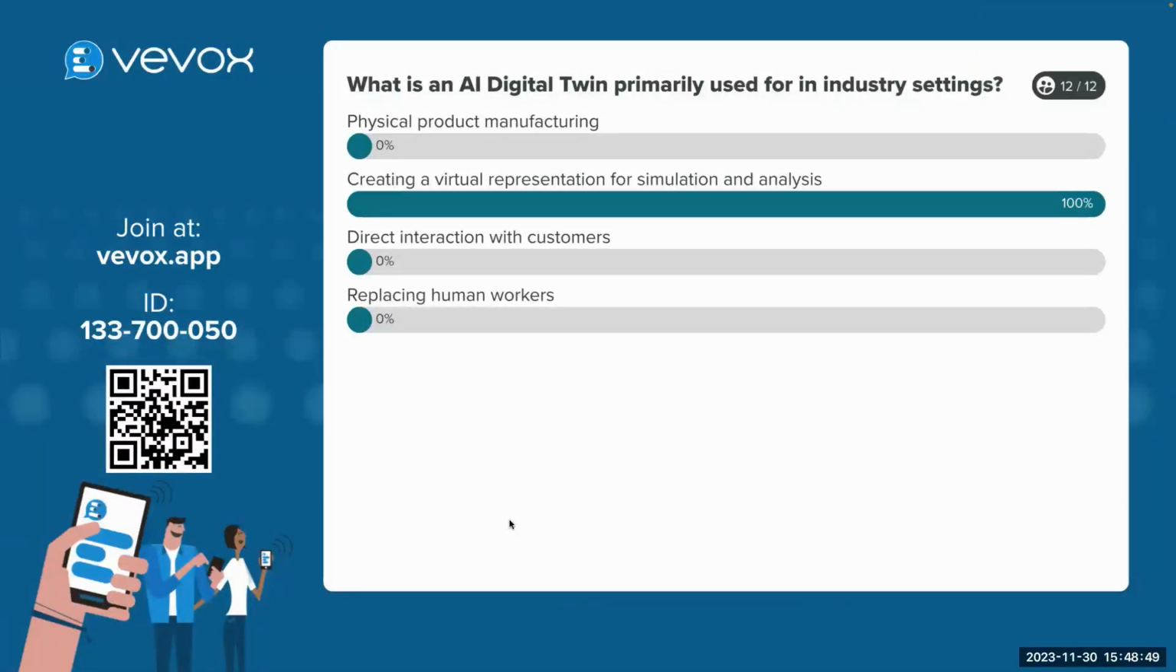Okay, so creating a virtual representation. That's good news. People are not thinking to use technology to replace human workers, or for direct interaction with customers, or physical product manufacturing. Very good. Let's see the second question then.